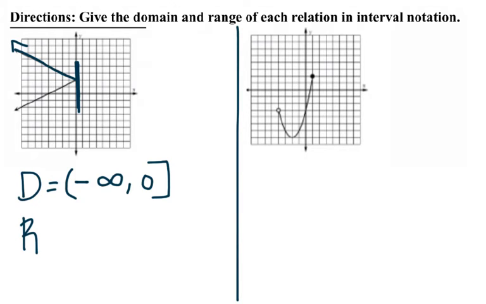Alright, my range is going to be a little easier because it definitely goes down forever and it goes up forever. So my range is from negative infinity to infinity, and you always put parentheses around the infinities.